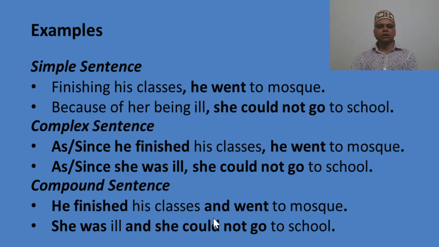So every compound sentence contains a coordinating conjunction. Every complex sentence contains a subordinating conjunction. A simple sentence may not have a coordinating or subordinating conjunction. A simple sentence contains a subject and a finite verb.